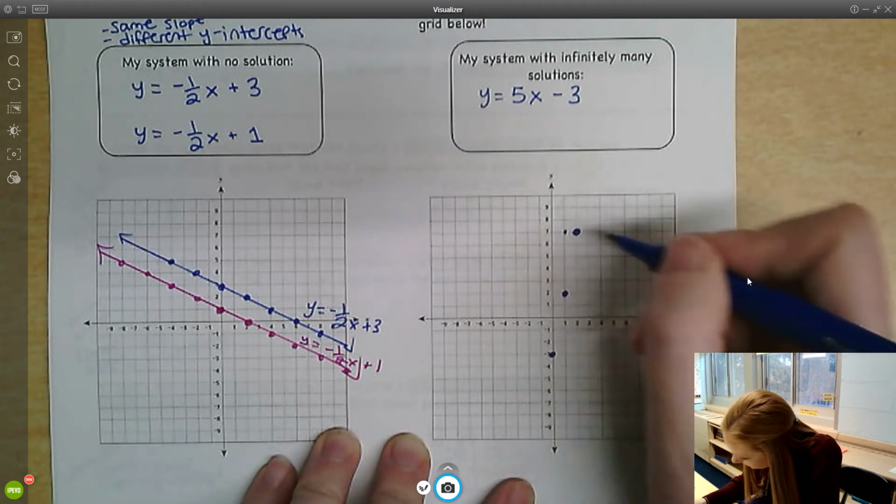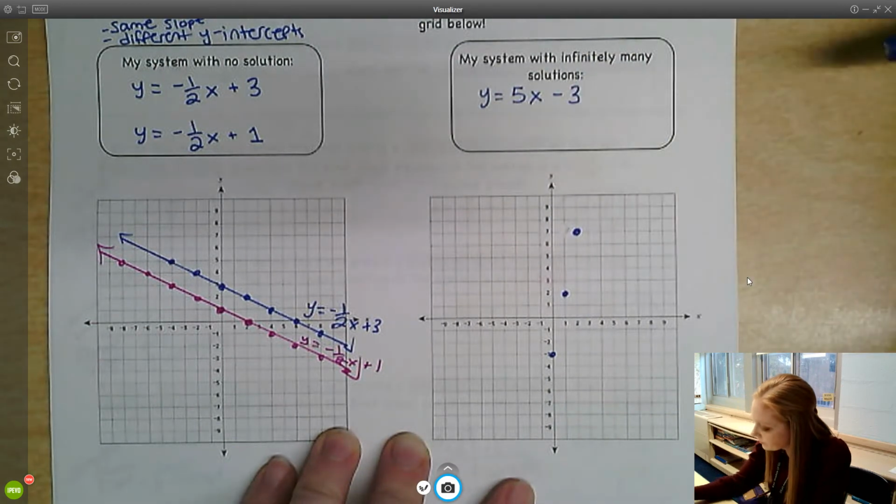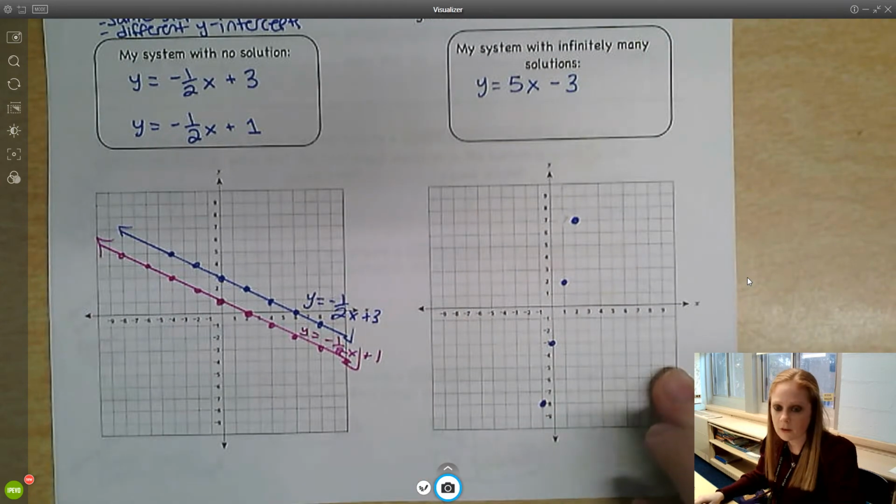Whoops, keep messing up. Okay. That's why we should probably use pencil. All right, down 5. 1, 2, 3, 4, 5. Left 1. Okay, so that's my first line.